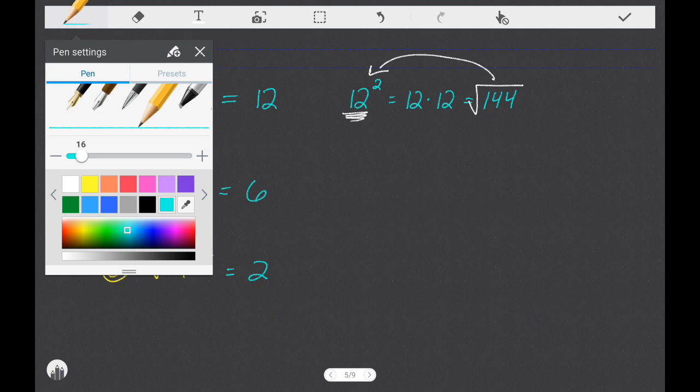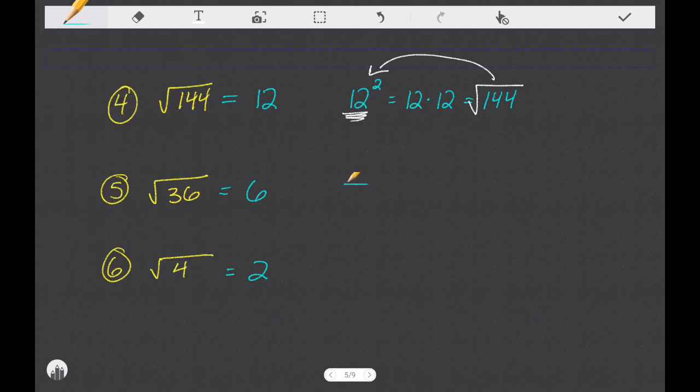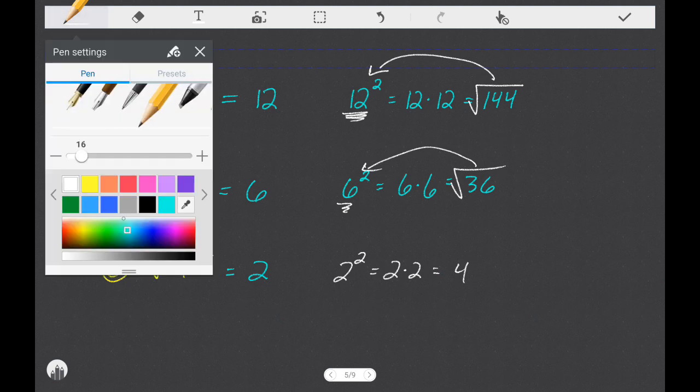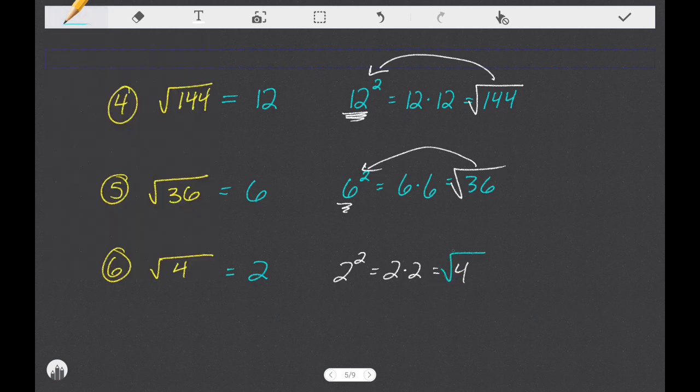Okay, so same thing with example 5. I know that if I had 6 to the power of 2, that's saying 6 times 6, and that is 36. And if I ever want to go backwards, which is what square root actually is, I want to go back to what I originally started with, I would say square root of 36. The base number that I multiplied by itself would be 6. And of course the last one, it wasn't too hard to figure out, 2 to the power of 2 literally means 2 times 2, which is 4. So I know that if I were to do the square root of 4, it means I'm going back to the number I started with, 2.